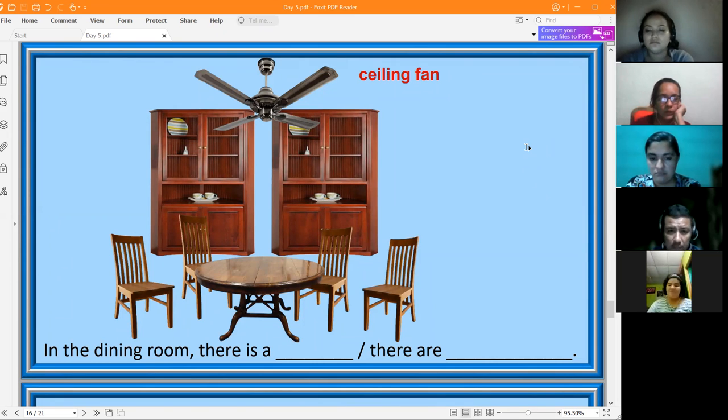There are six chairs. There is one table. There is one cupboard. And there is a ceiling fan. A ceiling fan. It's not necessary to say one. There is a ceiling fan. Okay. Excellent. Thank you very much. Very good.